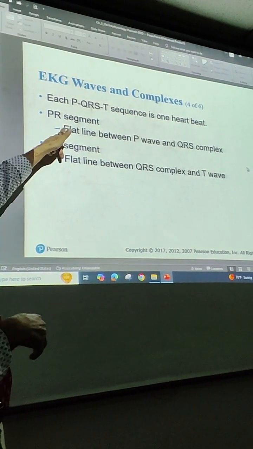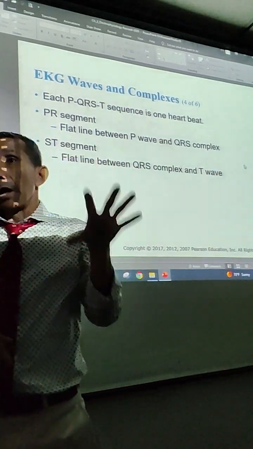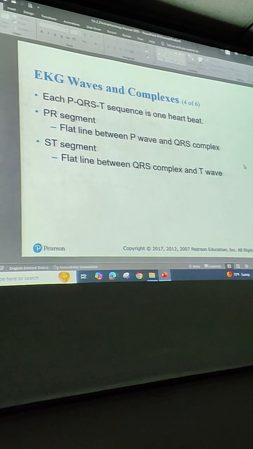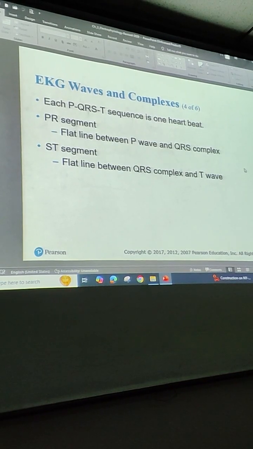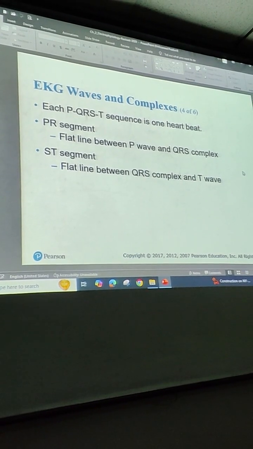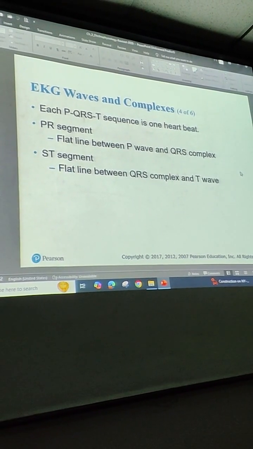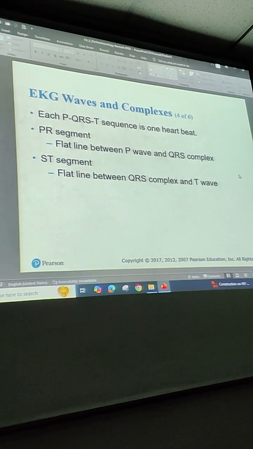Now, PR segment, flat line between the P wave and the QRS complex. But we gave all the definitions, right? So just for you to know, in case the definition changes a little bit, because one of the things this exam has is that the wording of some questions changes. It's the same question you're going to receive, with a different wording.